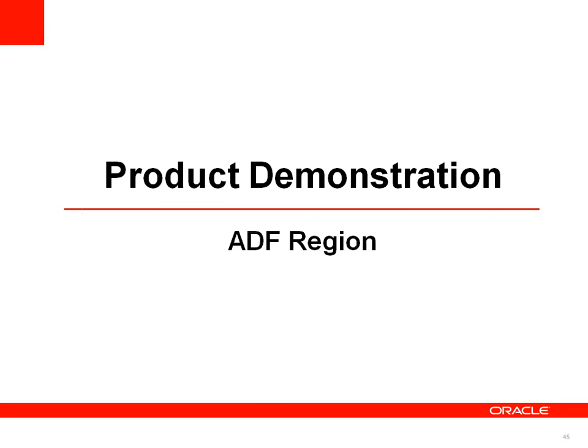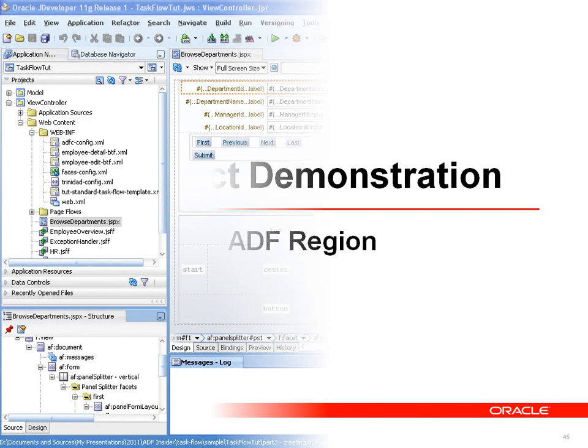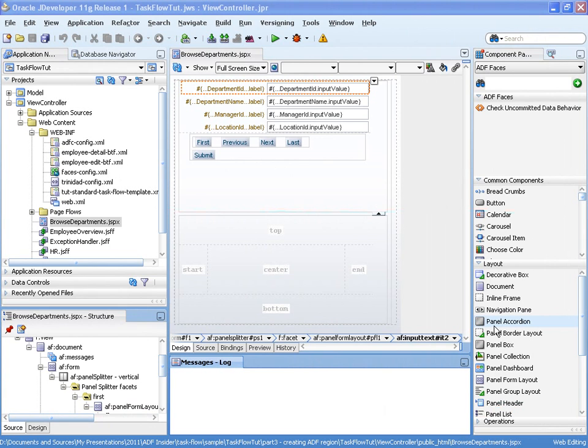So let's further continue and build our sample application and integrate some regions. The Browse Departments page is the parent page, and it lives in the unbounded task flow, which means it has an entry in ADFC config. It has a navigation form that displays departments data, and in the lower part of a panel splitter component it has a panel stretch layout component that should become the container for the ADF region.